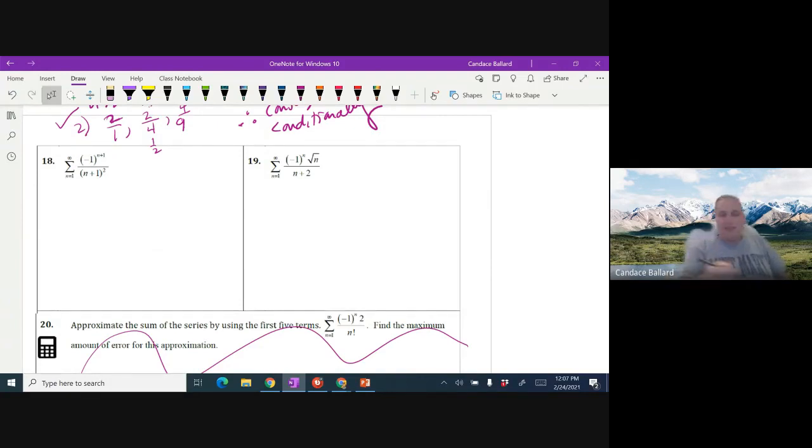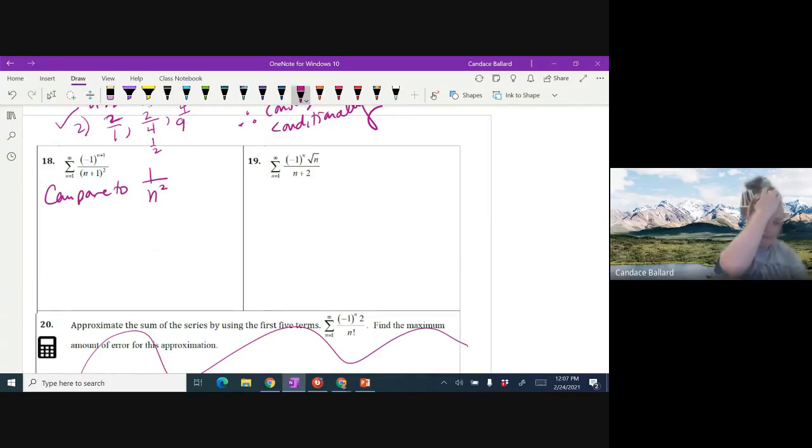All right. So compare to 1 over n squared, because n squared is a p series. P is equal to 2, which is greater than 1. So does that converge or diverge? Does the p series converge or diverge? All right, so this one converges. Oh, that's new and different, right? We haven't had that happen yet. So it converges by p series.